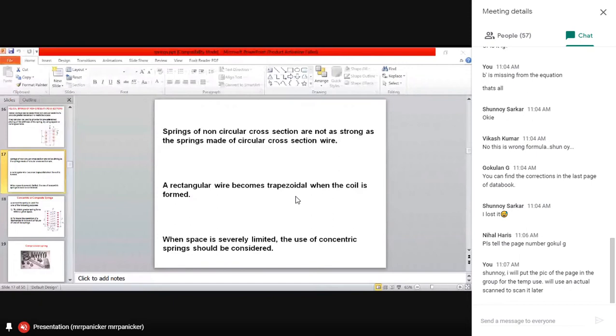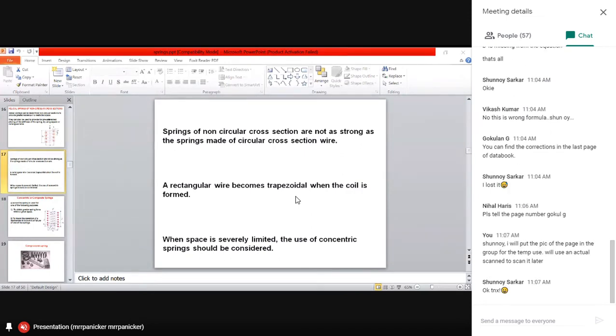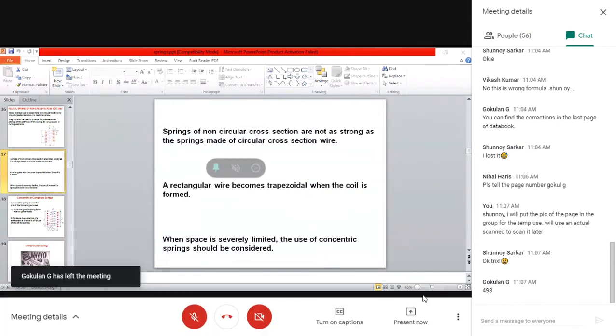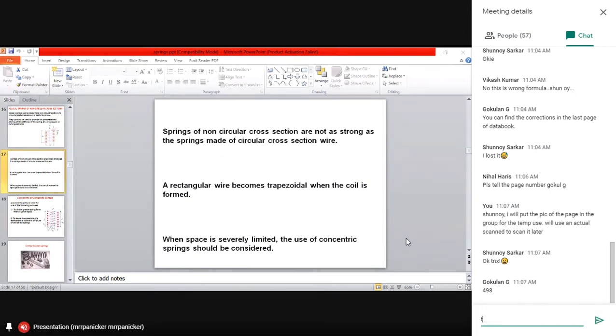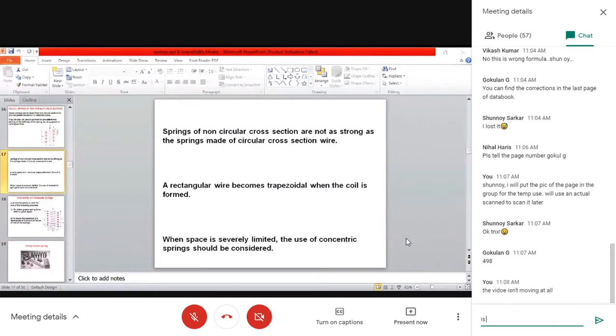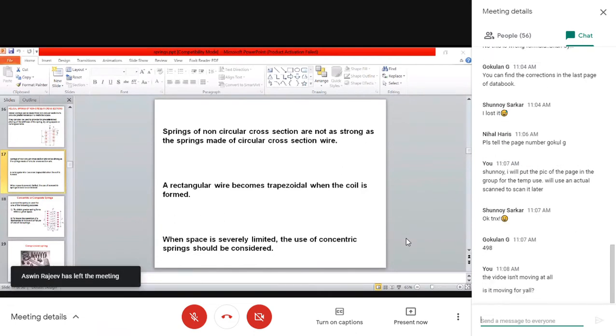Modulus of rigidity, particularly for steel, the value is 80 gigapascal. Pitch is in mm. So for the design procedure, you just have to see these equations. Shear stress is 8FD by pi d cube. This D by small d is C, so it is possible to write in this form also. C is equal to D by d. K is nothing but (4C minus 1) by (4C minus 4) plus 0.615 by C, the Wahl's stress factor.